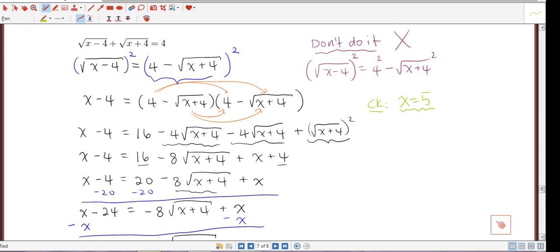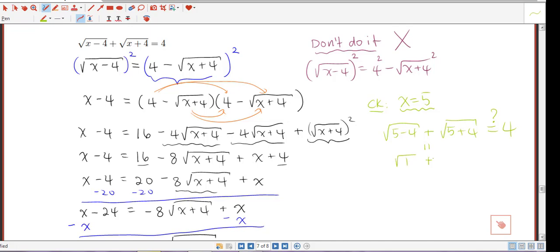So we're going to check. Okay, so the question is square root of 5 minus 4. I'm looking at the very top equation right here. Okay, plus square root of 5 plus 4. Does it equal 4? That's the question. So let's work on the left hand side.